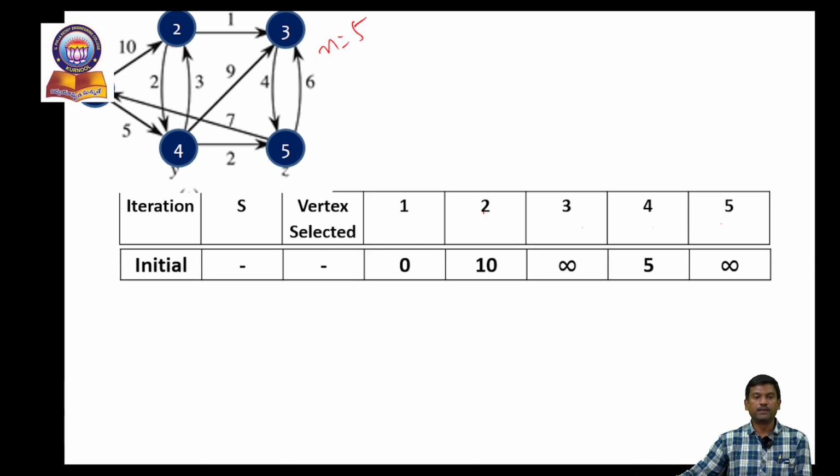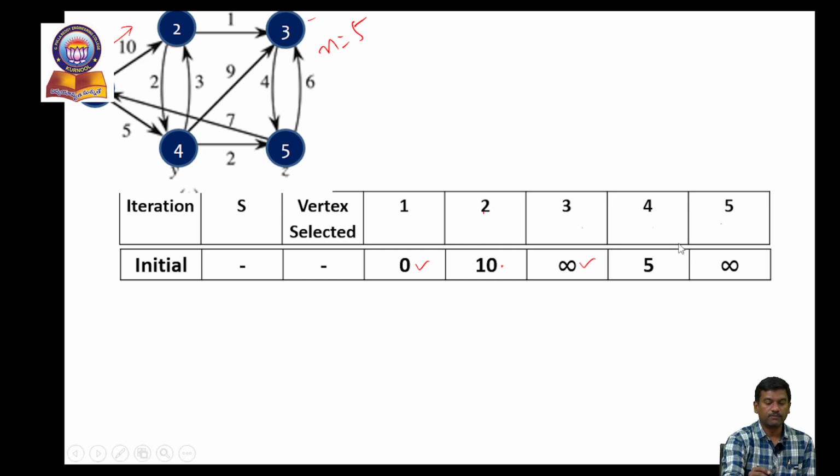So during your initial step, nothing is being selected and you are finding the distance matrix. That is cost of 1 comma 1 equal to 0, cost of 1 comma 2. That is 1 to 2, there is an edge that has been associated. The cost is equal to 10. And 1 to 3, since there is no direct edge from 1 to reach 3, there is no direct edge. And that is the purpose infinity has been kept.